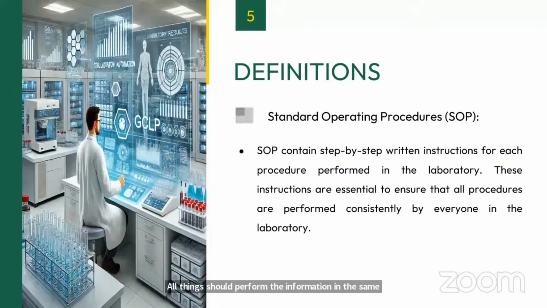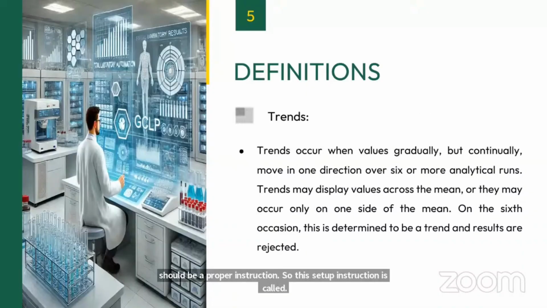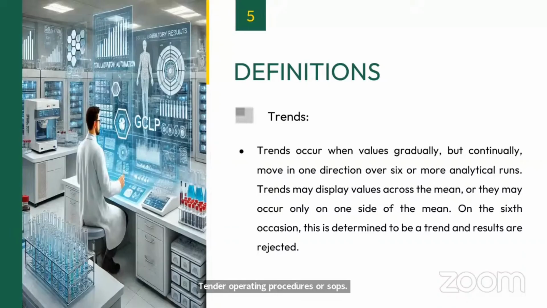So this set of instructions is called standard operating procedures, or SOPs. Then what are trends? Trends occur when values gradually but continually move in one direction over 6 or more analytical runs. So in a shift, we have seen the values shifting towards one side. There also we have taken a standard number, 6 values or more. If they fall only on one side, it will be called a trend.